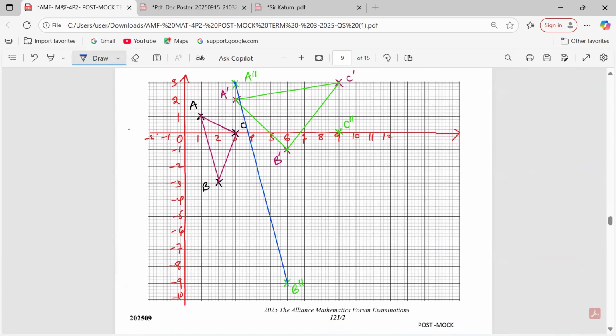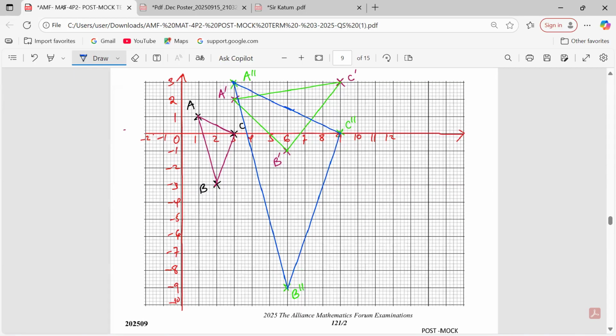A to B like that. Then B to C. And back to A. See, now we have all the triangles properly plotted. A very decent plotting. Look at that. Very good work.